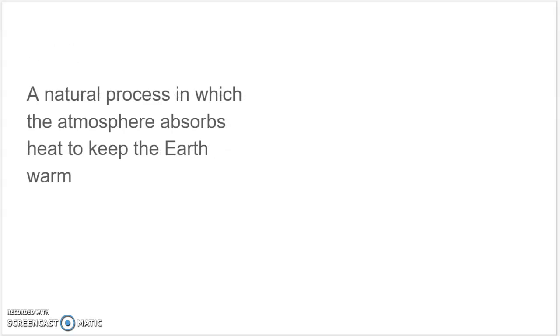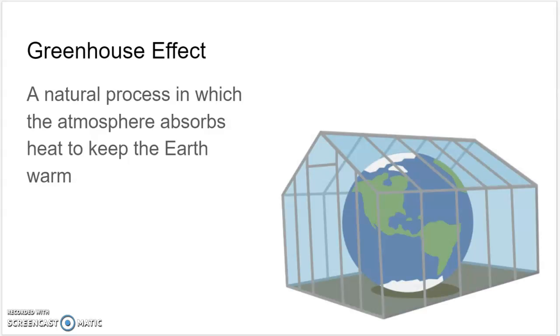What do we call the natural process in which the atmosphere absorbs heat to help keep the Earth warm? We call it the greenhouse effect. Remember, outer space is really, really cold. The radiation itself is warm, but it's freezing on the moon. It's freezing on Mars. Our atmosphere acts like a blanket to keep that heat in.